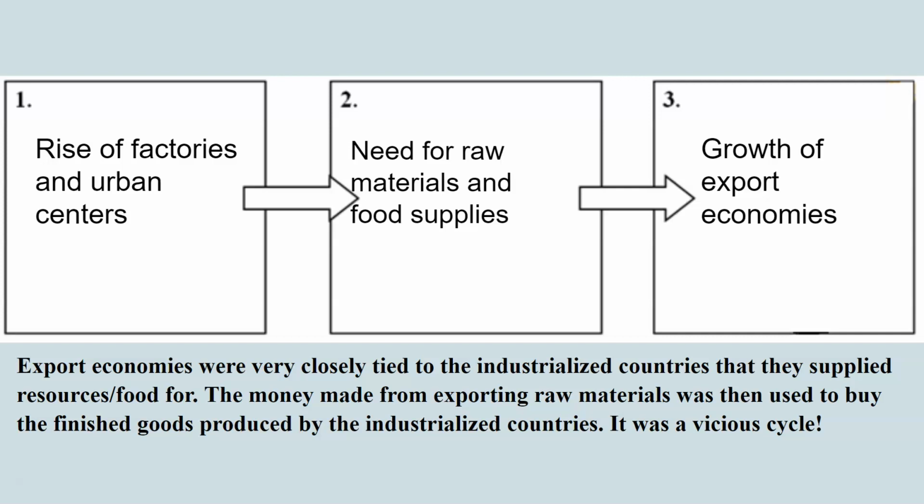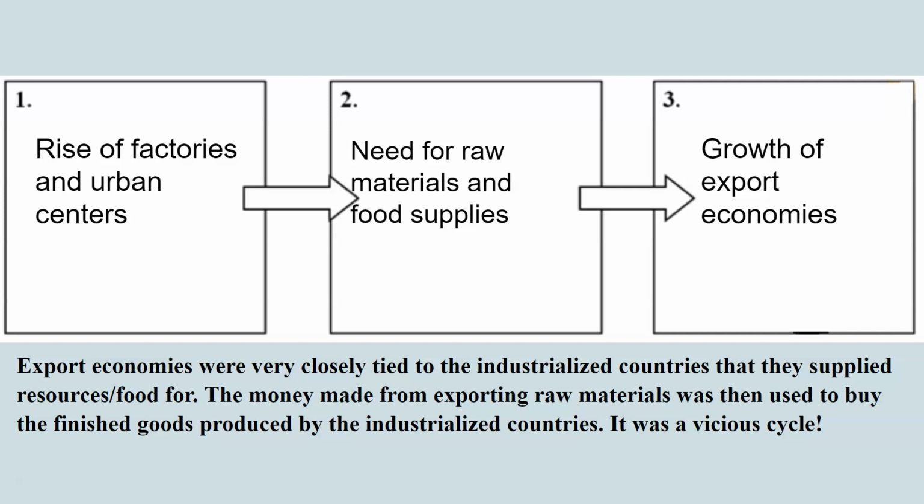Okay, so we've got another kind of flow chart here. Rise of factories and urban centers create the need for raw materials and food supplies, growth of export economies. This is the genesis of imperialism, which we're going to talk about in the next video.